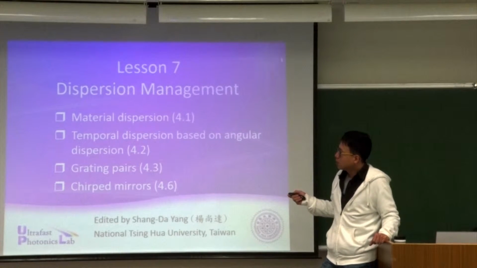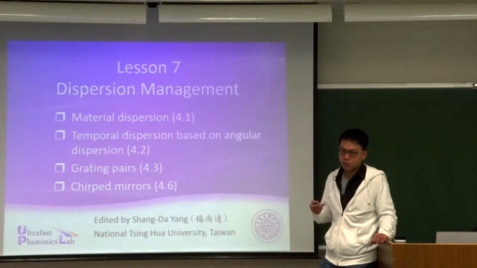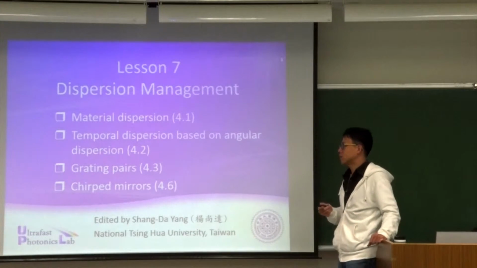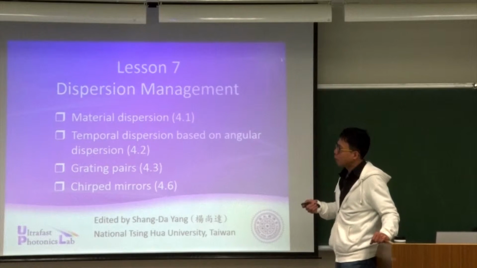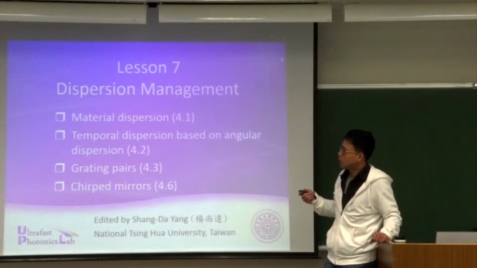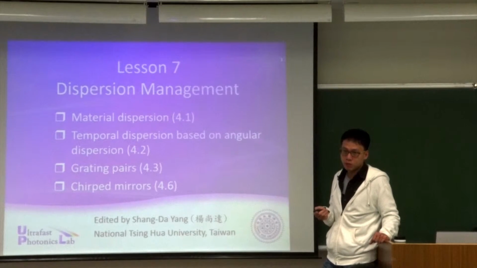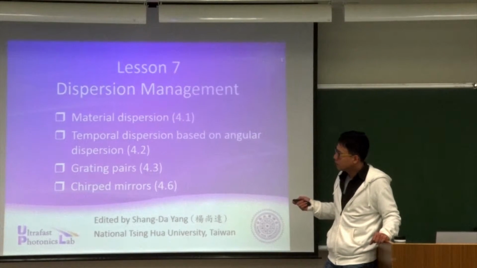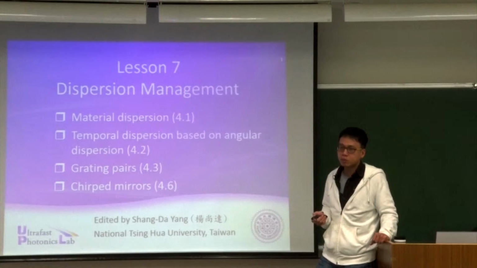Then it's something new, temporal dispersion based on angular dispersion. This is something new, angular dispersion. We will define what is angular dispersion and why it is related to the temporal chirp that we have been familiar with. Then in section 7-3, we will talk about grating pairs.